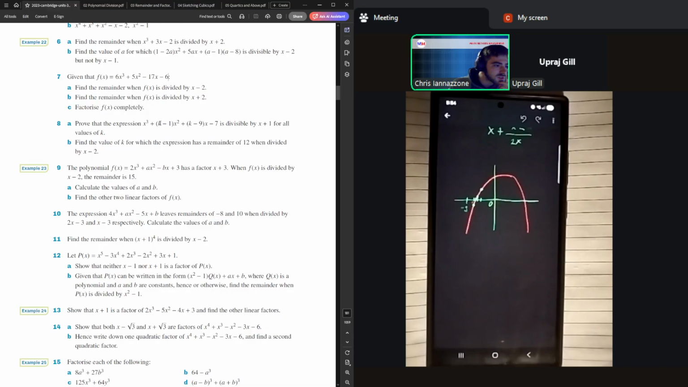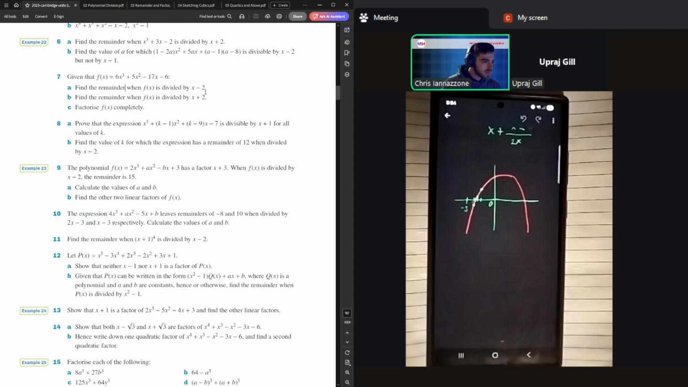Yeah, okay. Fair enough. So it's when you prove it's divisible for all values of K, or find the value of K for certain things. Yeah, so it's still going to be the overall same process. You're still going to say, okay, cool, I've seen the keyword divisible, so I'm going to use factor theorem. I've seen the keyword remainder, I'm going to use remainder theorem. The starting point is overall going to be the same.